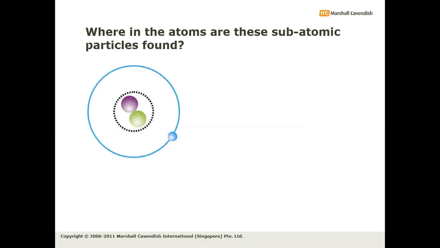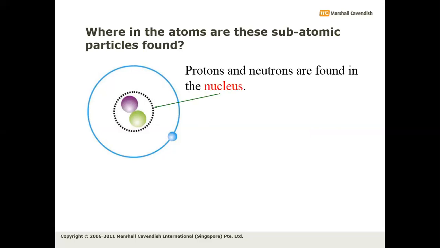So where in atoms are these subatomic particles found? This is also known to you. You can see the diagram. There's this central heavy part of an atom in which we know that all the mass of an atom is present. That is called the nucleus. Why is all the mass of the atom present in the nucleus? Because protons and neutrons, which are the heaviest particles, are present in the nucleus.